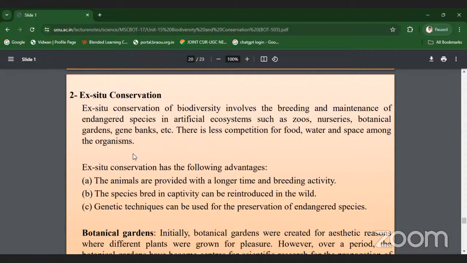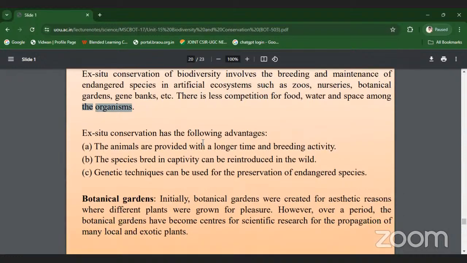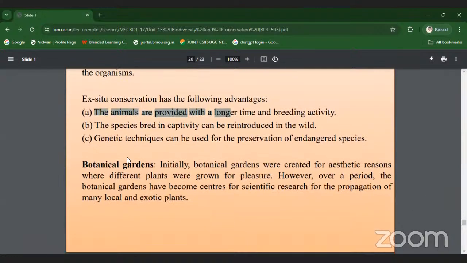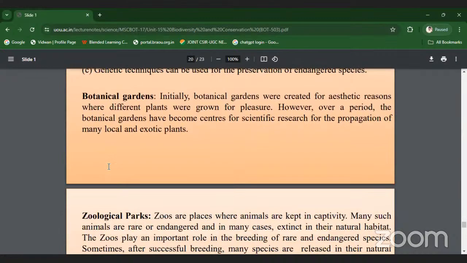Ex situ conservation of biodiversity involves the breeding and maintenance of endangered species in artificial ecosystems, such as zoo parks, nurseries, botanical gardens, and gene banks. There is less competition for food, water, and space among the organisms. Ex situ conservation has the following advantages. The animals are provided with longer time and breeding activity, which means improved population. Species with breeding capacity can be reintroduced into the wild. Genetic techniques can be used in the preservation of endangered species.